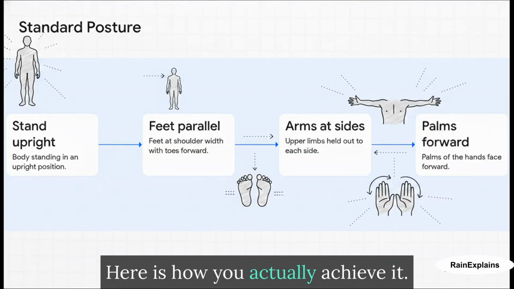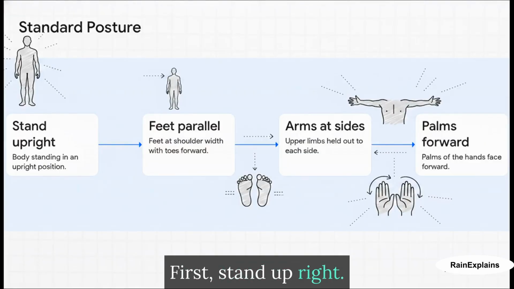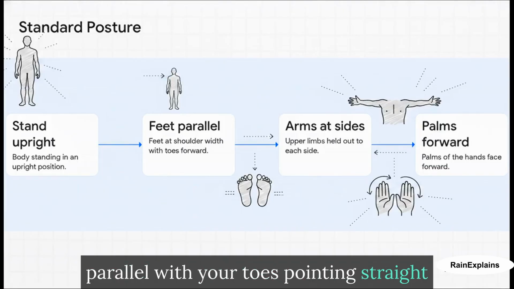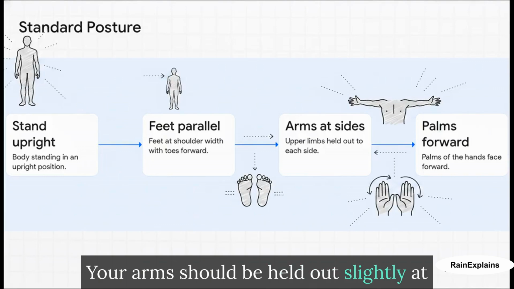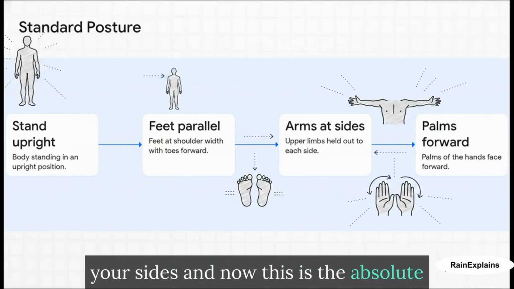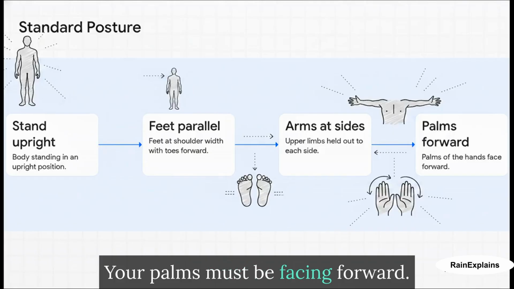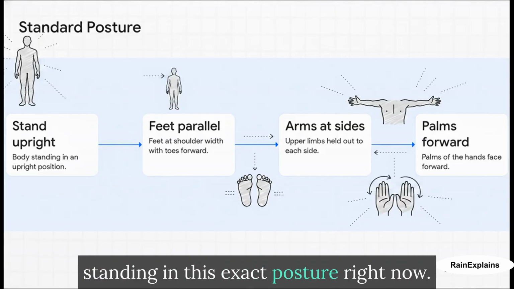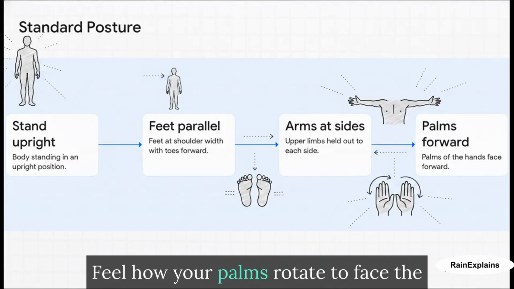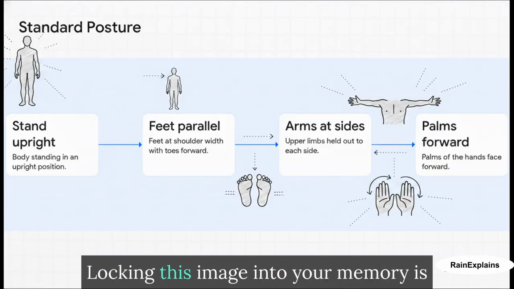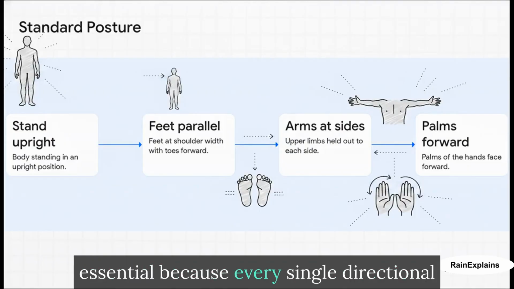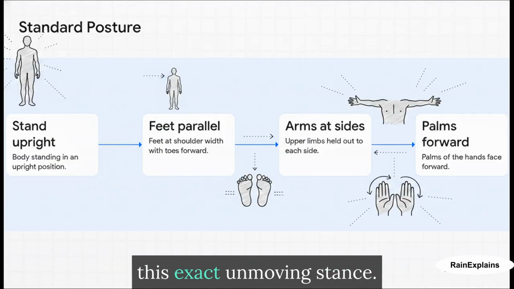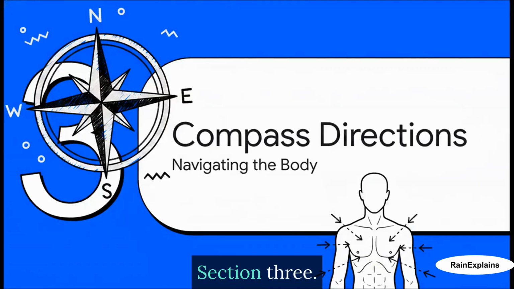Here is how you actually achieve it. First, stand upright. Keep your feet shoulder-width apart and parallel, with your toes pointing straight forward. Your arms should be held out slightly at your sides, and, now this is the absolute key, your palms must be facing forward. I actually want you to imagine physically standing in this exact posture right now. Feel how your palms rotate to face the front. Locking this image into your memory is essential because every single directional term we learn next is based entirely on this exact unmoving stance.